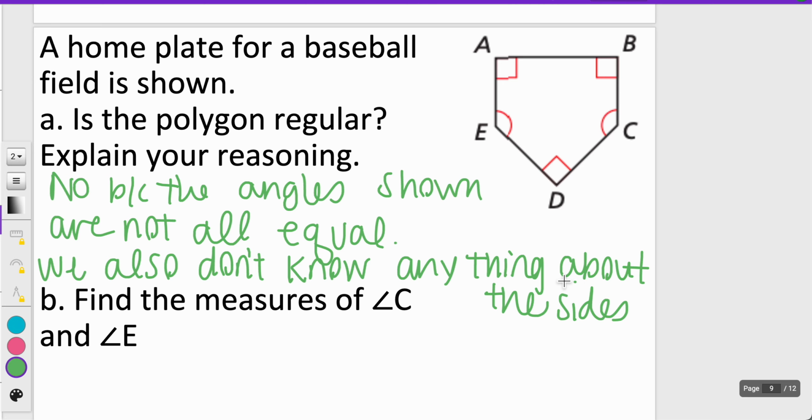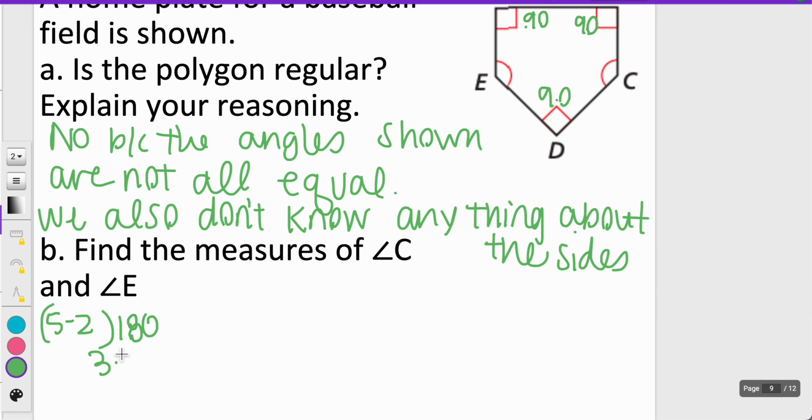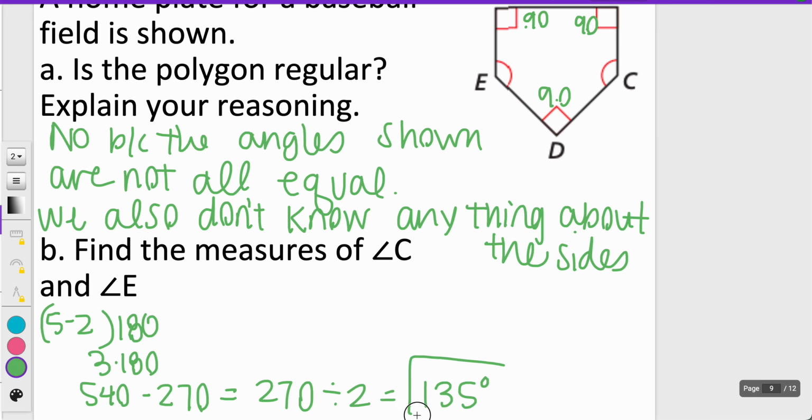Okay. Then it says find the measures of C and E. Well, I know that these three measures are 90 degrees. So these are 90, 90, and 90. And because I know this is a five-sided figure, I can use (5 minus 2) times 180 to tell me how many total degrees there should be. 3 times 180 is 540. And I'm going to subtract my 270, which is my 90, 90, 90. I am left with 270. And then I need to just split that evenly between E and C. So I'm going to get both E and C are equal to 135 degrees.